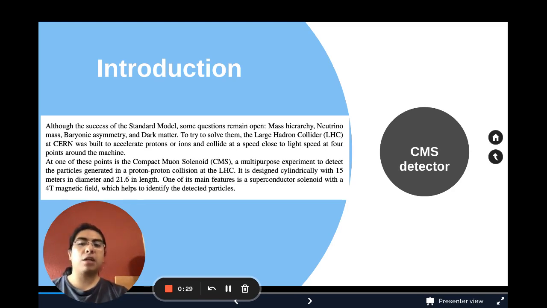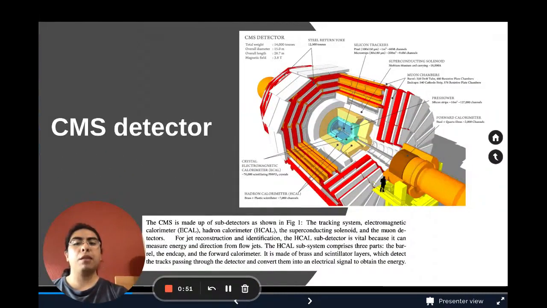the Large Hadron Collider was built to accelerate protons and collide them at speeds close to the speed of light. One of the detectors of the LHC is the Compact Muon Solenoid (CMS), and one of its main components is a superconducting solenoid with a 4 Tesla magnetic field, which is used to identify the detected particles. The subdetectors of the CMS are the tracking system, the electromagnetic and the hadronic calorimeter systems, the superconducting solenoid, and the muon detectors. In this study, we care about jets, so let's talk about this.